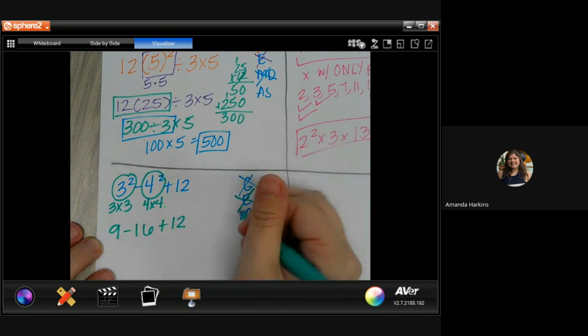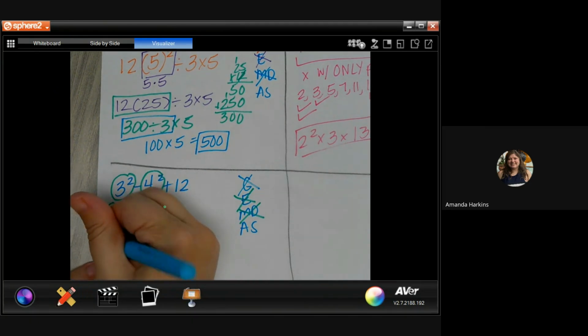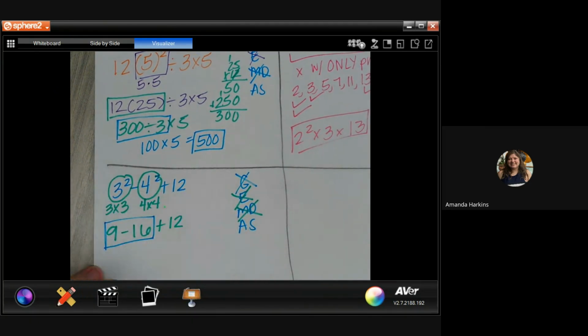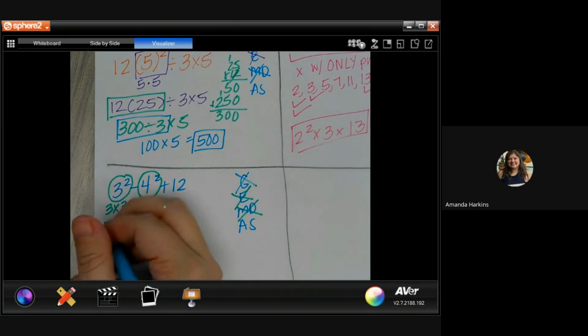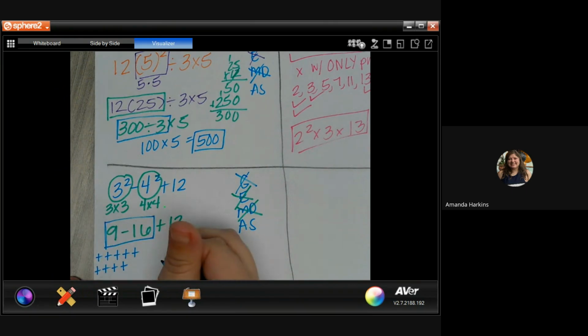I do not have multiplication or division. I have add and subtract, and I'm going to go from left to right. So 9 minus 16. So that's saying I have 9 positives, and I have 16 negatives.